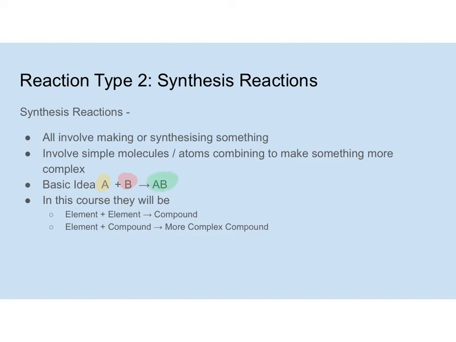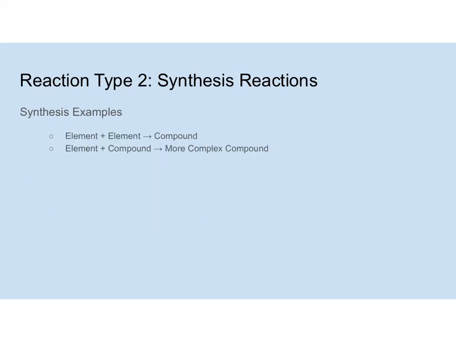Now, in this course, the only ones that we're going to focus on are when you have two elements that come together to form a compound, or when you have an element and then a compound to make something more complex. Okay, so let's go through a couple of examples here. The first one we're going to go through is an element plus an element leads to a compound.